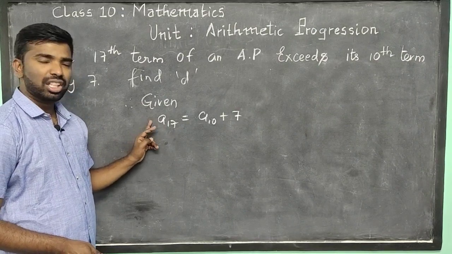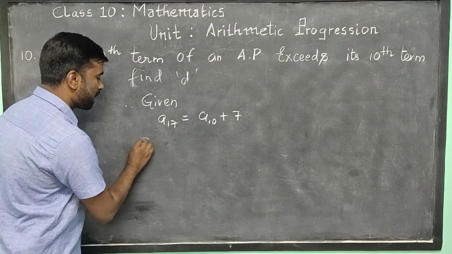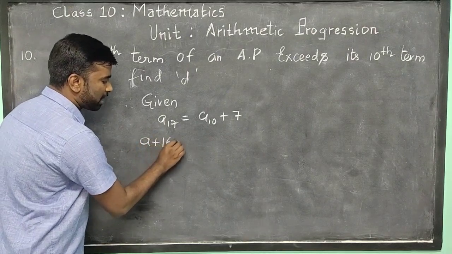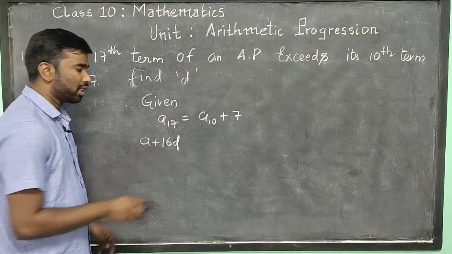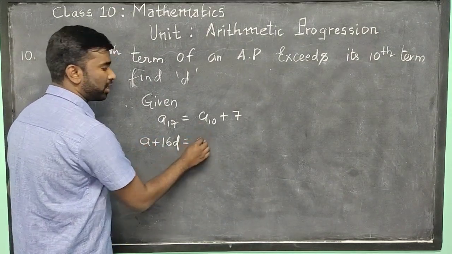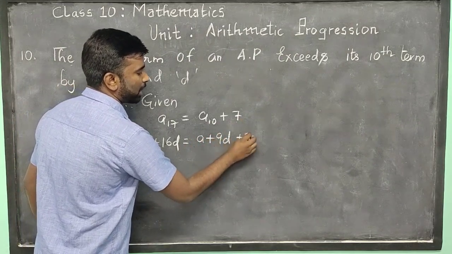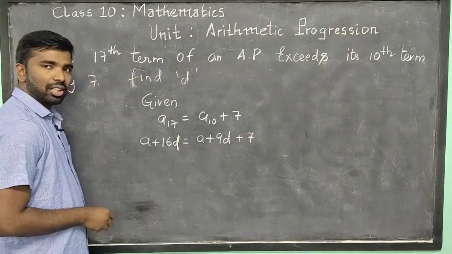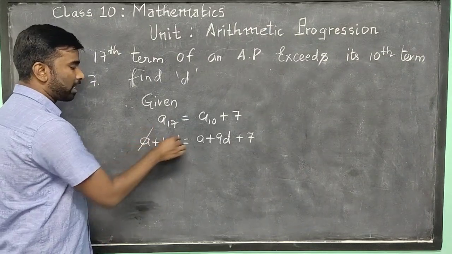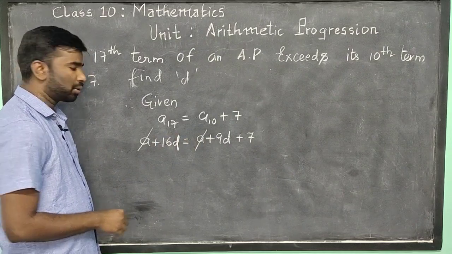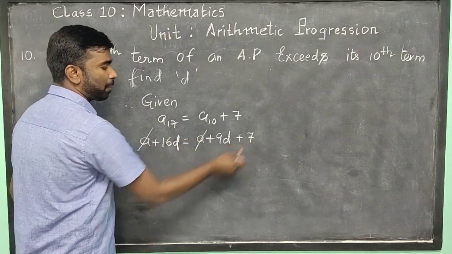Now, by using the general form of AP, we can write A17 as A plus 16D. A17 is equal to A plus 16D, which is equal to what is A10? A plus 9D. The remaining term 7 as it is. Now, if we check on both sides, A will cancel out. The remaining terms are 16D equals 9D plus 7.